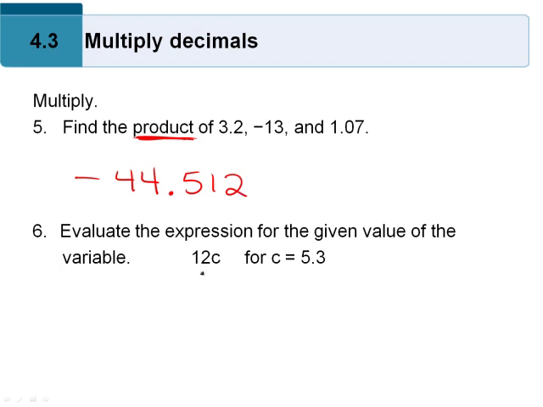Number 6 says, evaluate the expression for the given value of the variable. And our expression is 12c, and when c equals 5.3. So what you're going to do is you're going to multiply 12 times 5.3. Now, both of those numbers are positive, so we just use your calculator. 12 times 5.3 is 63.6. So just make sure you plug it into the expression correctly.